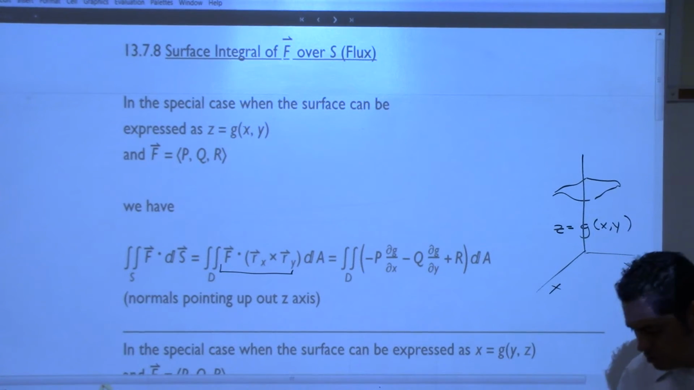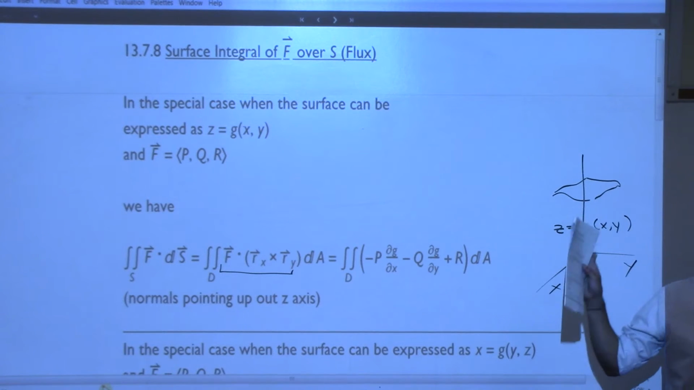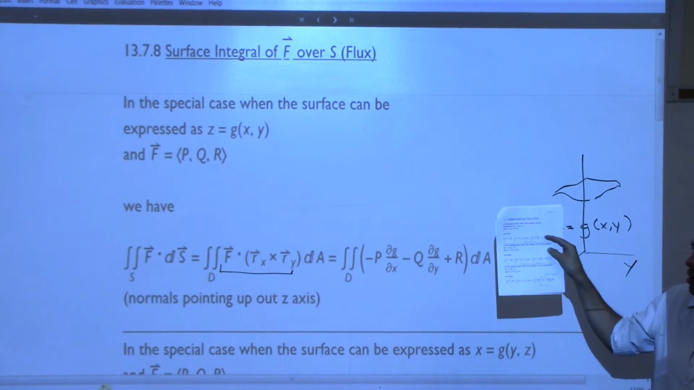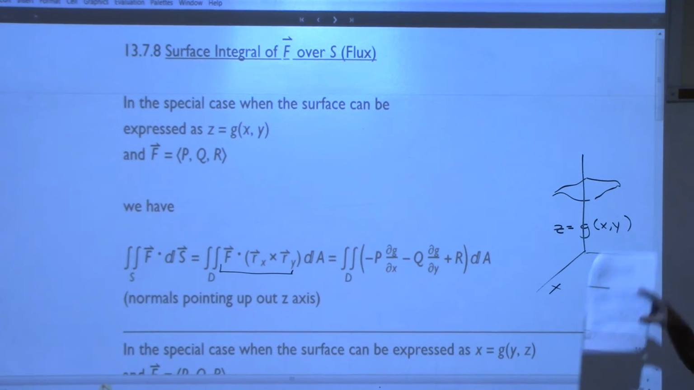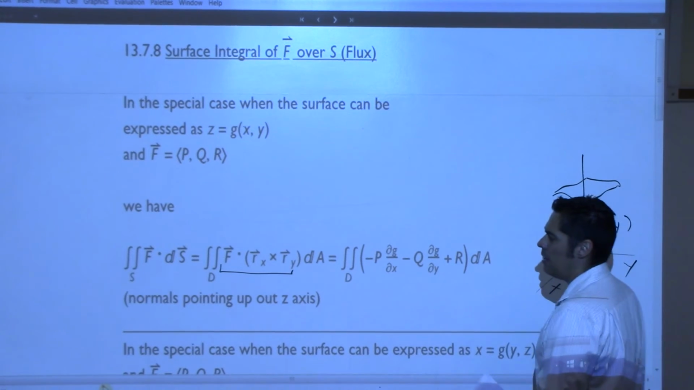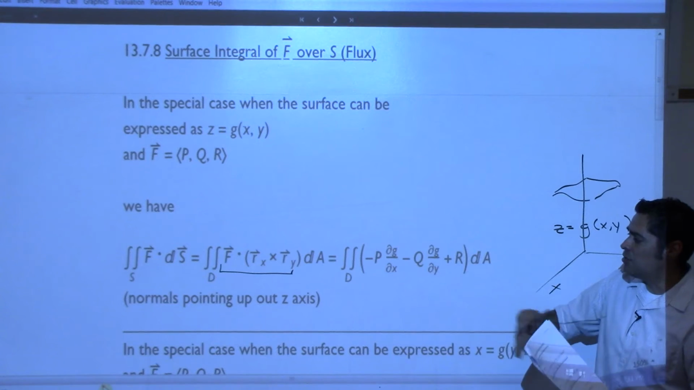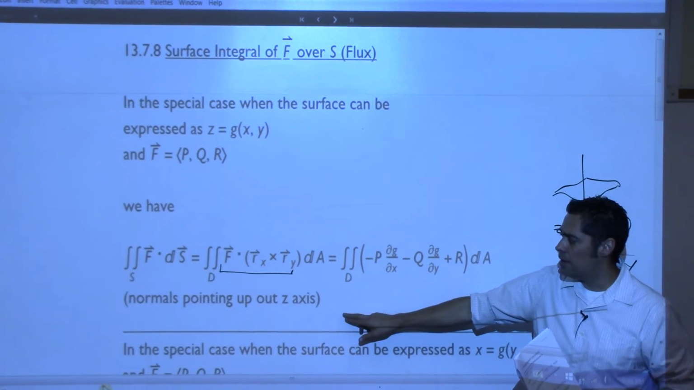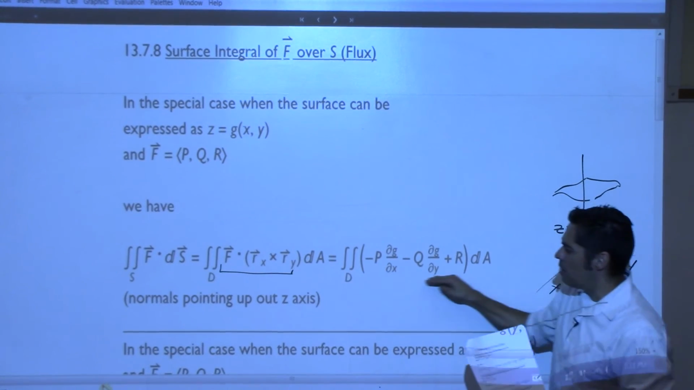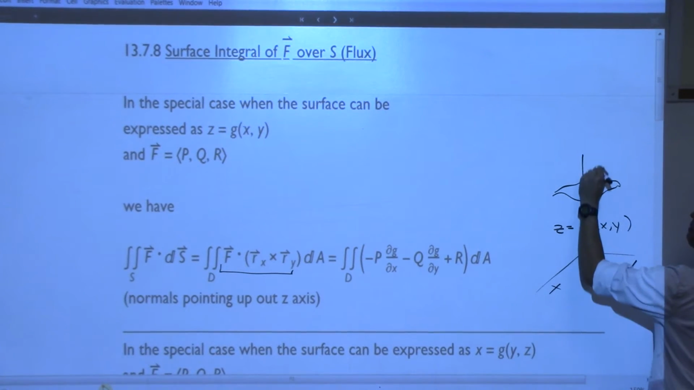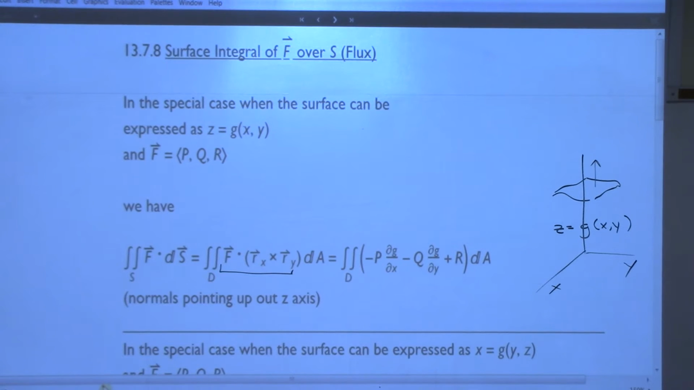What I recommend you do is go to the notes I provided for this section online, because I have notes for all 3 special cases. It's this formula, and on the notes that I provide for you online, I know some of you I do not include this, so you might want to add this note in there. This is the formula if you're looking at your normals as pointing up out of the z-axis.